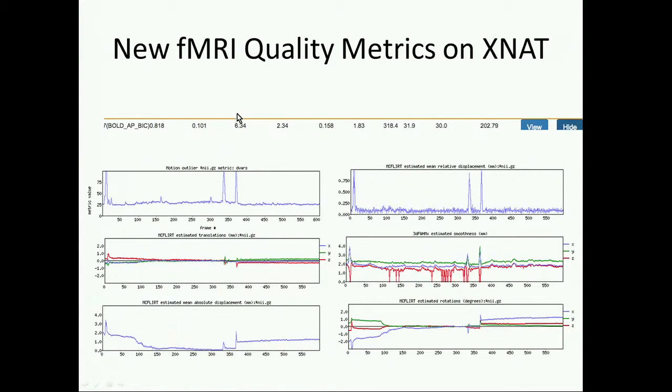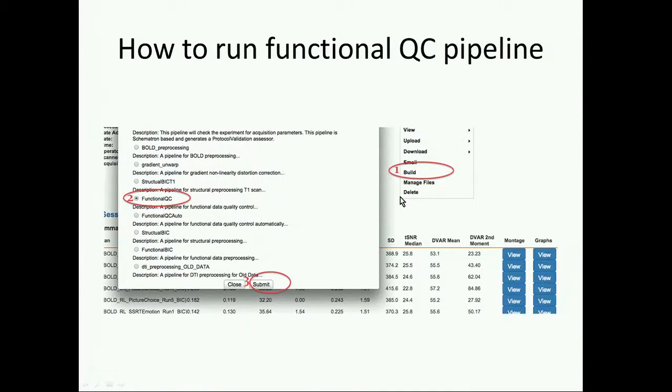For each functional data set that you've selected to run the QC pipeline on, it generates these metrics, these traces online for you to inspect. So you have a DVARS trace, and you also have the actual metrics of head motion, including mean absolute displacement, and also the trace of the smoothness as it varies over time. So let me go back.